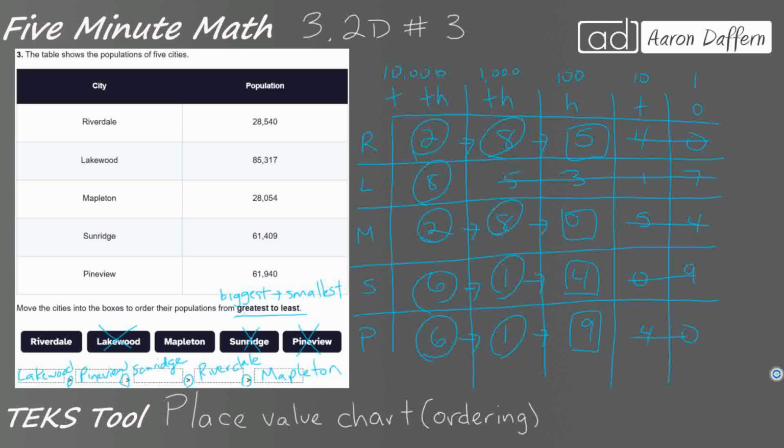And now I have built them in order from greatest to least: Lakewood, Pineview, Sunridge, Riverdale, Mapleton. And once I found that one digit that was different, I just kind of ignored anything to the right.